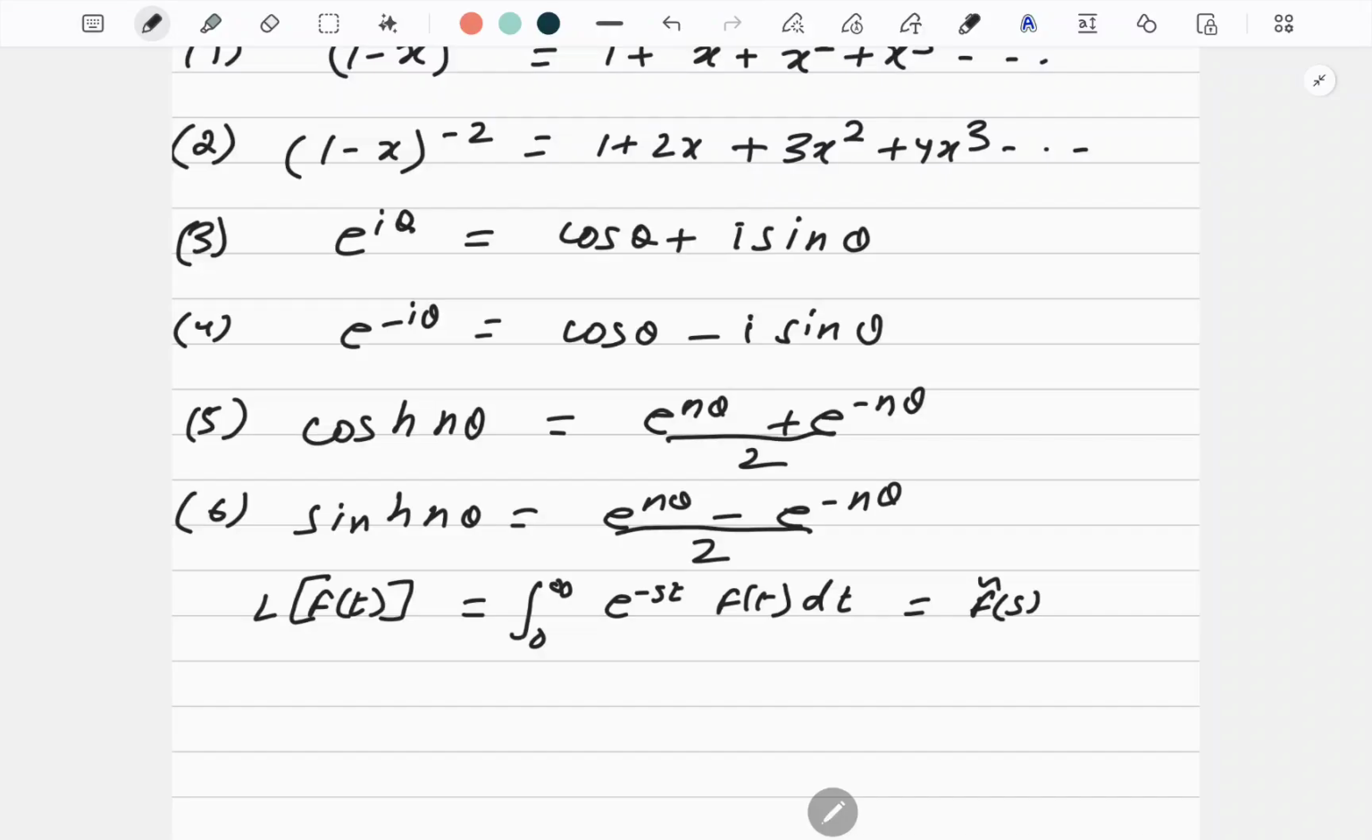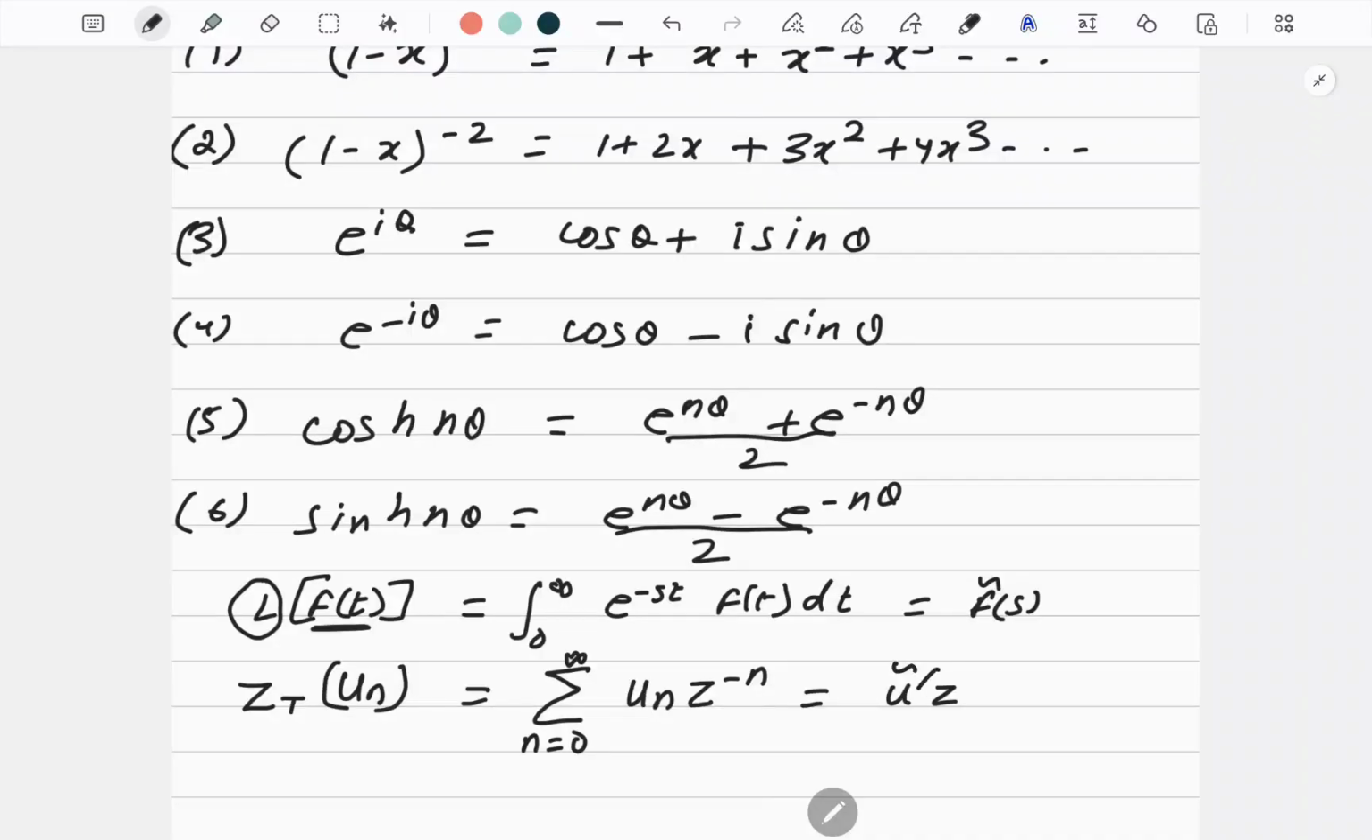Okay, same way, now instead of L, my symbol is this, Z transform. Now instead of f of t, I will have u n. Okay, what is u n? I'll tell you. And what is the definition? The definition is Z transform of u n is equal to summation n equal to 0 to infinity of u n z to the power minus n, which we represent as U of z.